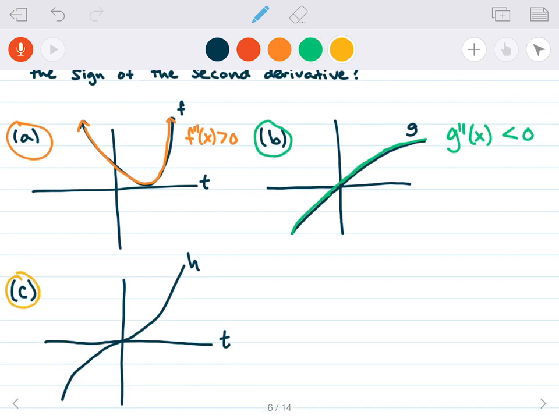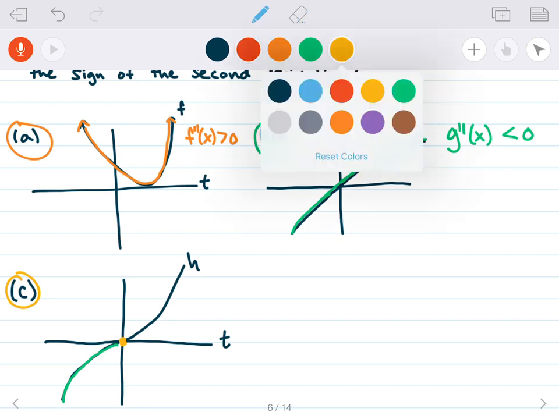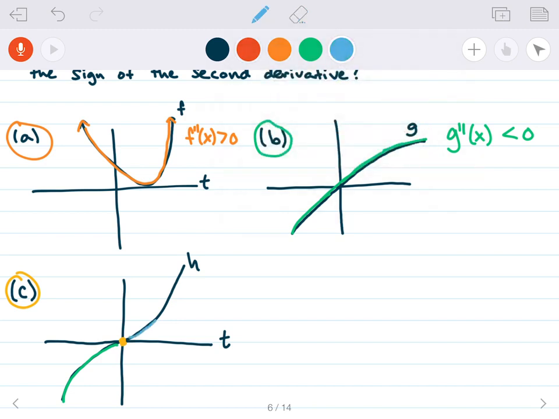So part C, this one's a little interesting because I see a point of inflection. Where does it go from concave up to concave down? Right here in the origin. So that's my point of inflection right here. And it looks like it's concave down right here, right? Because that's a part of an upside down U, concave down. And then it looks to be concave up on the right side of 0, right here.